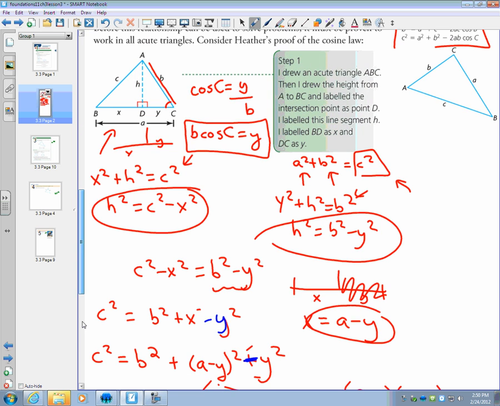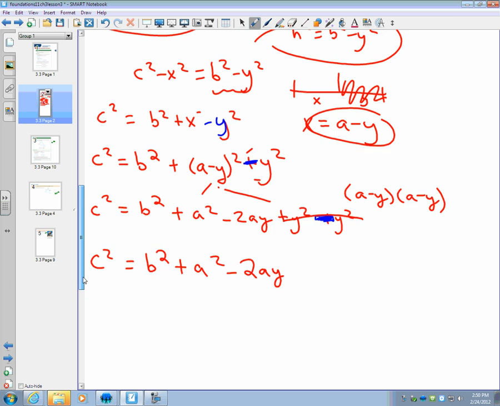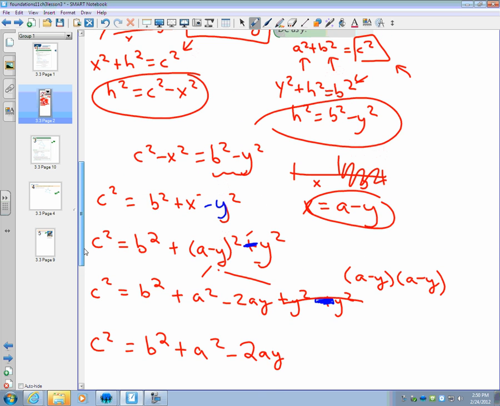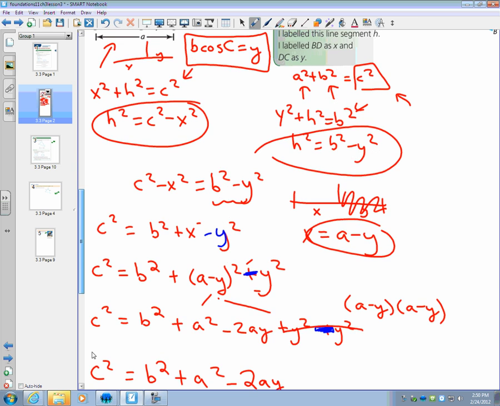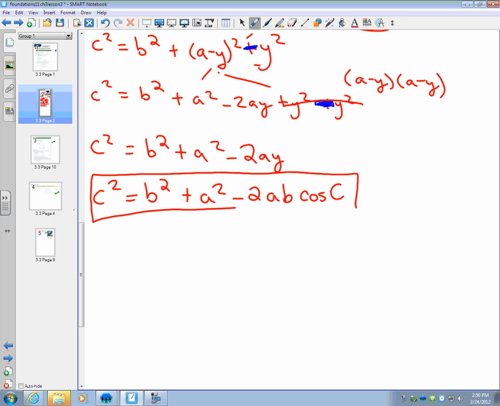So that's another relationship I found. Wherever I see y, I'm going to put what I just wrote, b cos c. So c squared equals b squared plus a squared minus 2a, and instead of y, I'm going to write b cos c. And this is the cosine law.